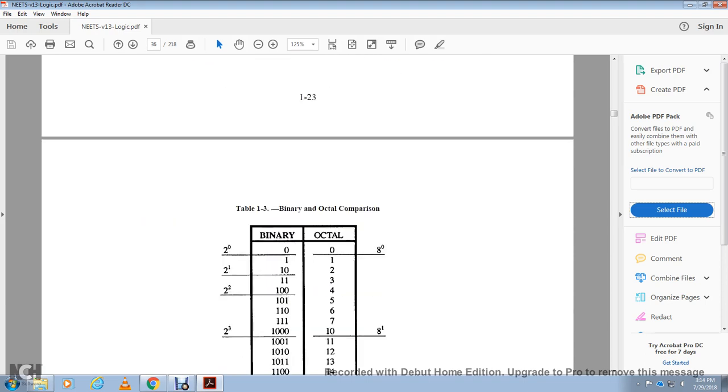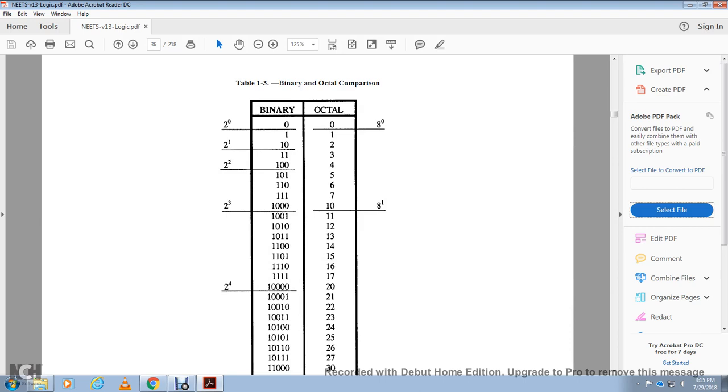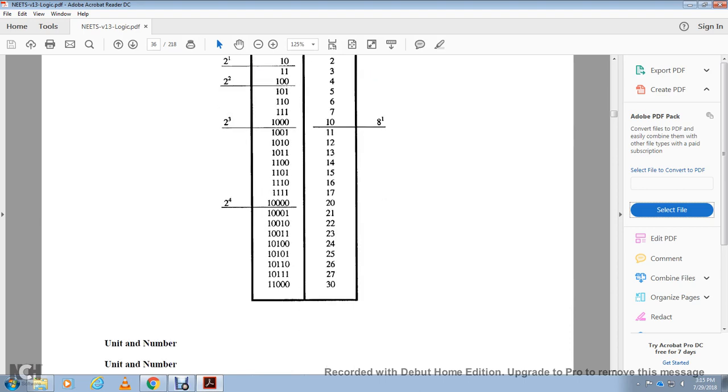Here is your binary and octal comparison. In binary, 2 to the 0th power is 1, 2 to the first is 10, 2 to the second is 100, 2 to the third is 1,000. So that's your binary. For your octal, 8 to the 0 is 1, 8 to the first is 10, and 8 to the fourth is 10,000, and the unit number.